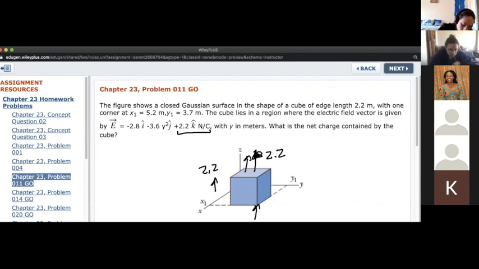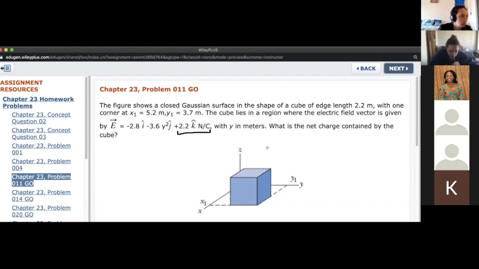because it just sort of cancels out. The one that we do need to worry about, so what is the net charge contained by the cube? Well, in the y direction, we are going to have to worry about it because right here we see that there is a y squared in our equation. So that means as we move in y, the electric field is changing. So that's going to be important.